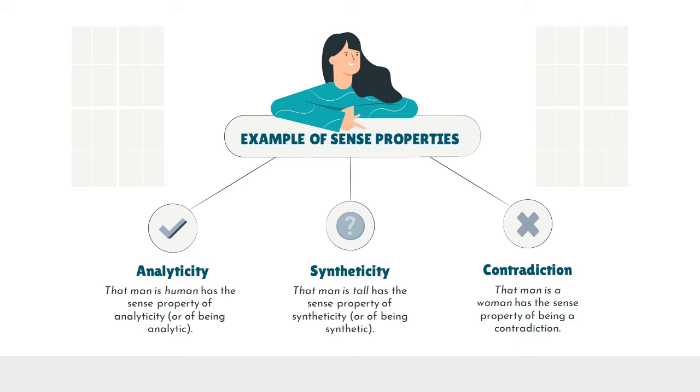For example, "that man is human" has the sense property of analyticity, or of being analytic. "That man is tall" has the sense property of syntheticity, or of being synthetic. "That man is a woman" has the sense property of being a contradiction. Sense properties of sentences such as analyticity depend on the sense properties of, and the sense relations between, the words they contain. The sense relation between the predicates man and human is known as hyponymy, a kind of sense inclusion relationship between predicates. The sense relation between the predicates man and woman is a kind of antonymy, or oppositeness.